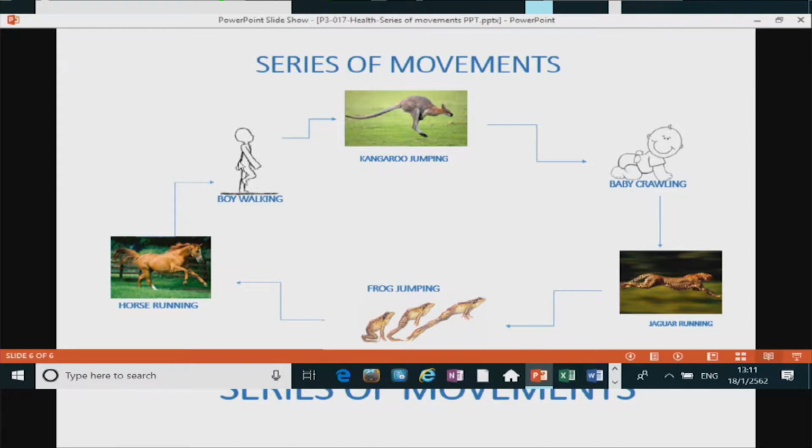And then in this slide, boy walking. Okay, so all together: kangaroo jumping, baby crawling, jaguar running, frog jumping, horse running, and boy walking. Okay, any questions, guys? No. Excellent, well done.